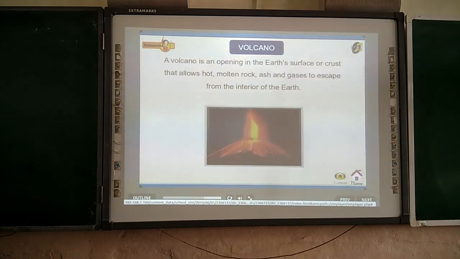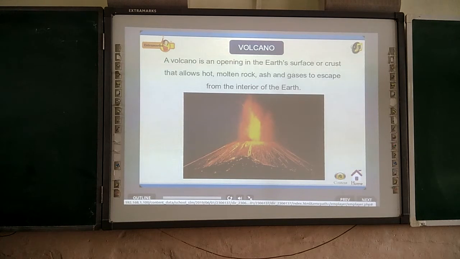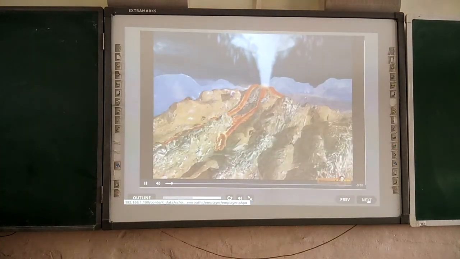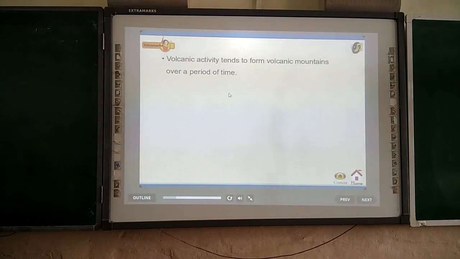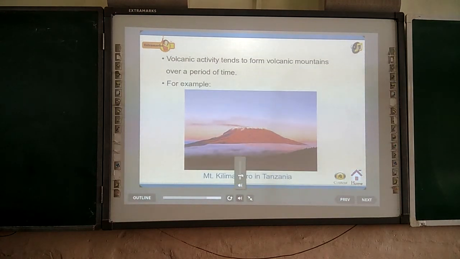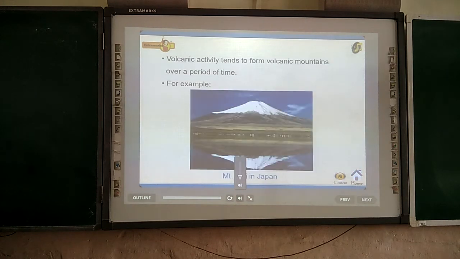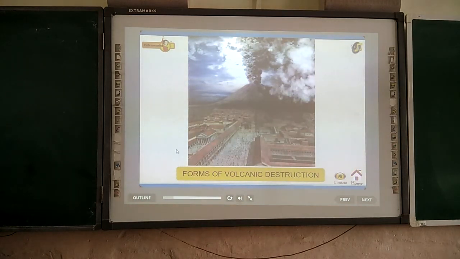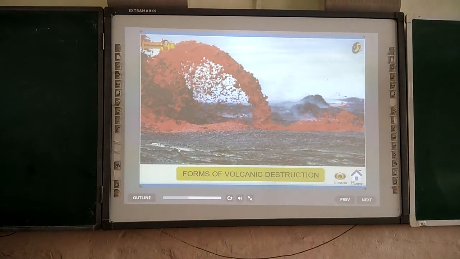Volcano. A volcano is an opening on the surface of the earth or crust that allows hot, molten rock, ash, and gases to escape from the interior of the earth. The following animation will give the detailed explanation. Volcanic activity tends to form volcanic mountains over a period of time. For example, Mount Kilimanjaro in Tanzania, Mount Fuji in Japan. Have a look at these series of pictures to know the various forms of volcanic destruction.